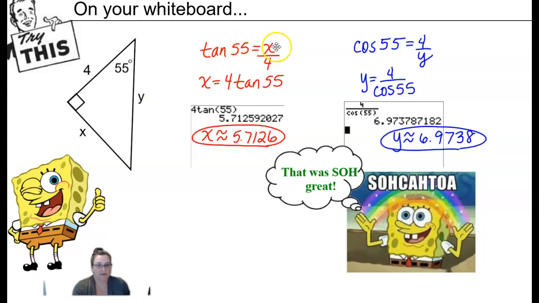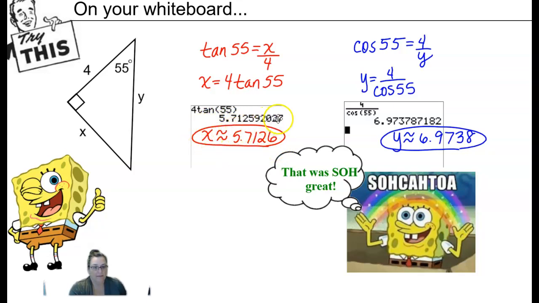Okay, so to find x, we use the tangent ratio. Tangent of 55 degrees is equal to x over 4. That's the opposite over the adjacent. So x is exactly 4 tangent of 55. Then in degree mode, we get approximately 5.7126 rounded to 4 decimal places of accuracy.